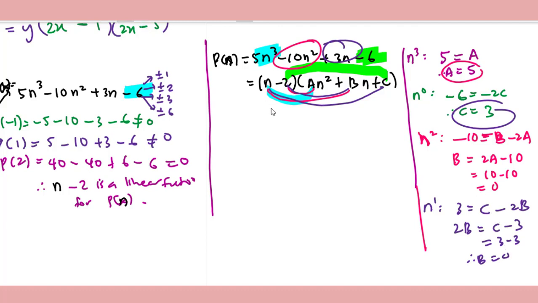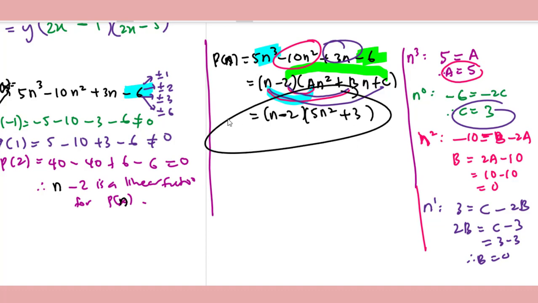We substitute in the polynomial n minus 2, a is equal to 5, so 5n squared, b is 0, so 0n, plus c is equal to 3, plus 3. So check the answer. The answer is this one, right? Alright.